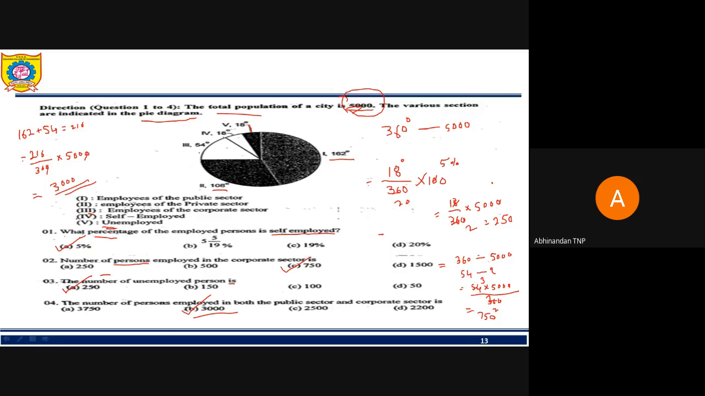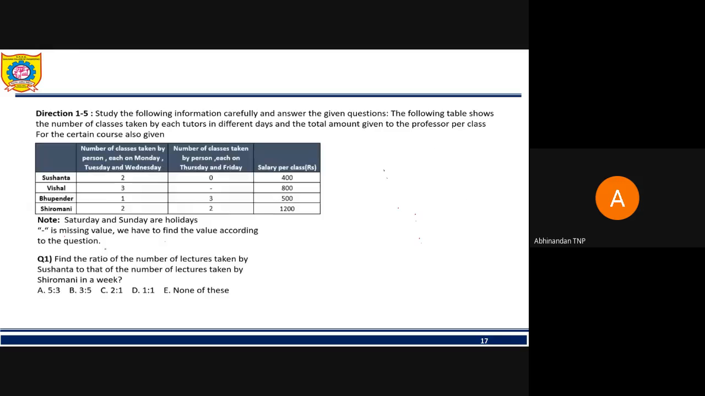I will go for another type of question. This is a table. The table is given to you, and you have to find the answer. Study the following information carefully and answer the given question. The following table shows the number of classes taken by each tutor on different days and the total amount given to the professor per class for a certain course.